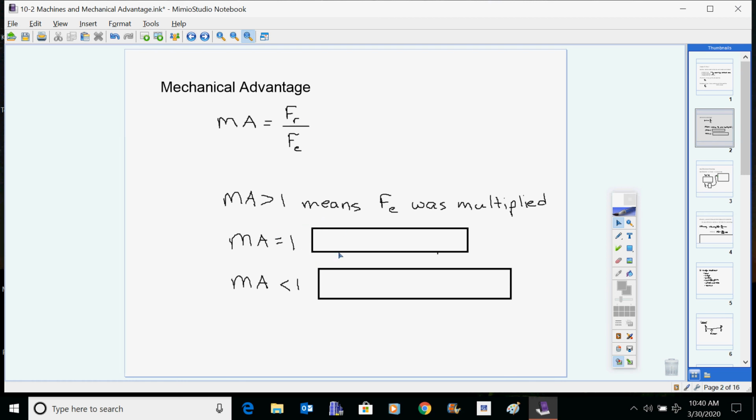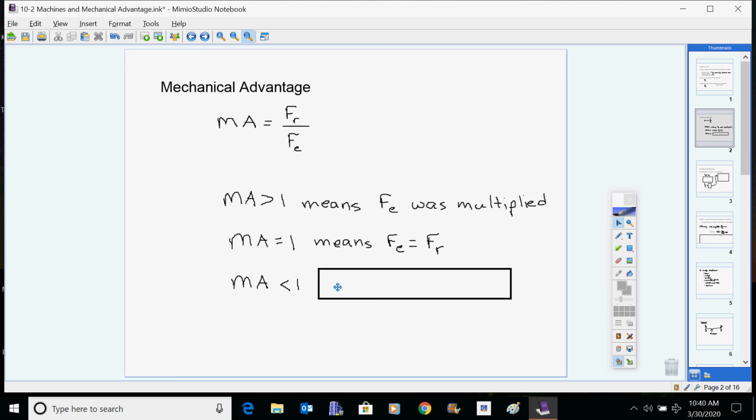If the mechanical advantage is 1, that means that both are equal. You would have a situation like that if you just used a pulley and you just changed the direction of force and there was not even any friction in the pulley, anything like that, the mechanical advantage could be 1, where these two numbers are equal to each other.